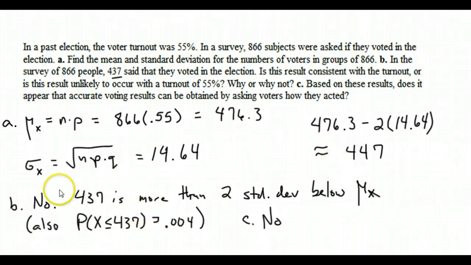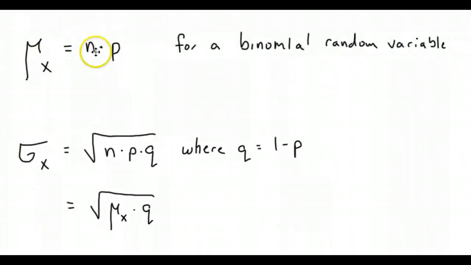Alright, so those are some questions in 5.4. Just remember the formulas for the mean, n times p, and the standard deviation. Those are the shortcut formulas if you have a binomial random variable.